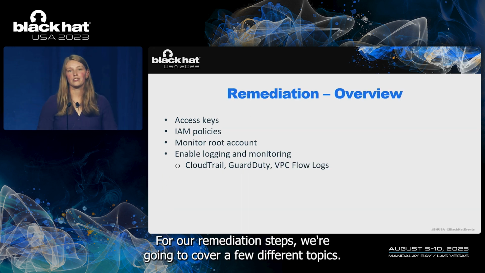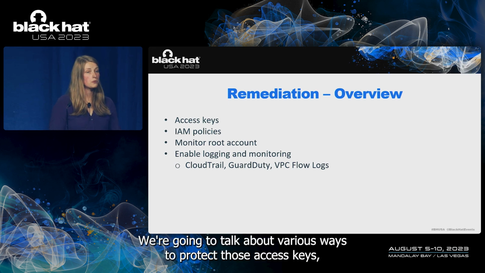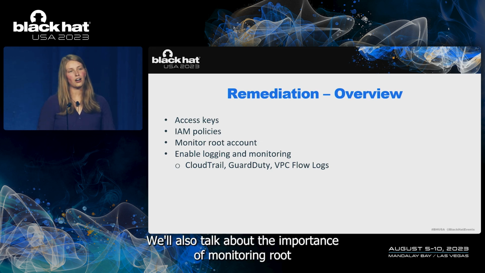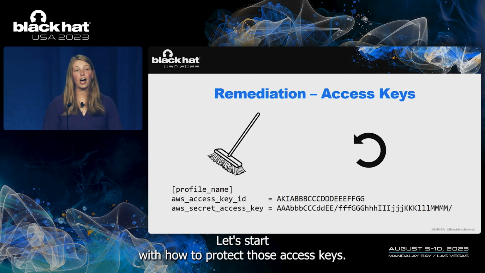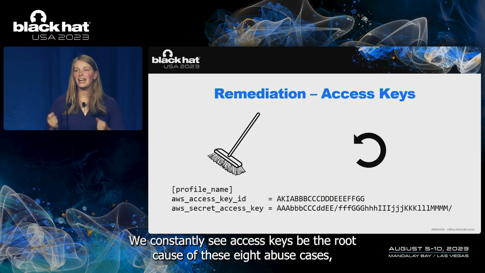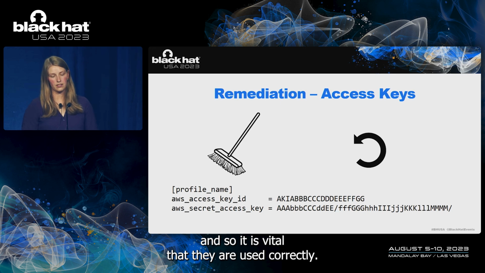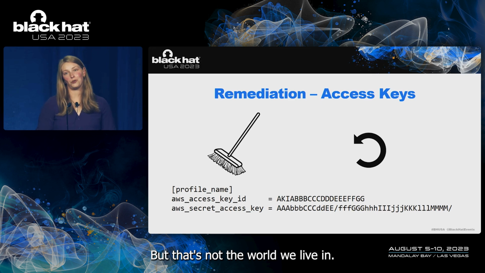For our remediation steps, we're going to cover a few different topics. We're going to talk about various ways to protect those access keys, as well as the importance of writing granular IAM policies. We'll also talk about the importance of monitoring root, as well as enabling other security services. Let's start with how to protect those access keys. We constantly see access keys be the root cause of these AWS cases, and so it is vital that they are used correctly. I would love to say just don't use them, but that's not the world we live in.